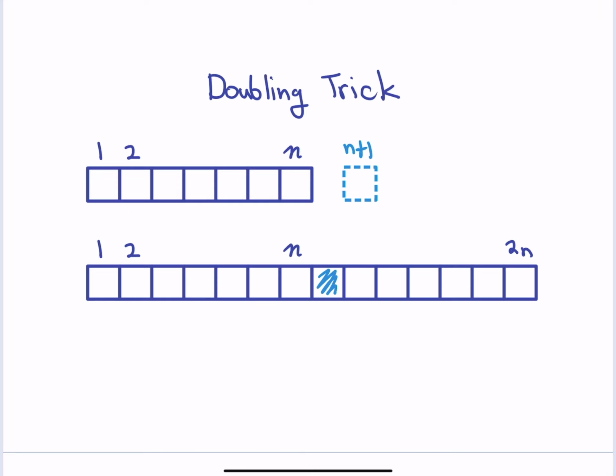Obviously this is not a constant time operation, right? It took n time because I had to allocate something of size 2n and I had to copy n elements over. But this is still a very good data structure in practice. People use this all the time. It's really good, but it's not constant worst case time. So how can I justify this very cute approach?